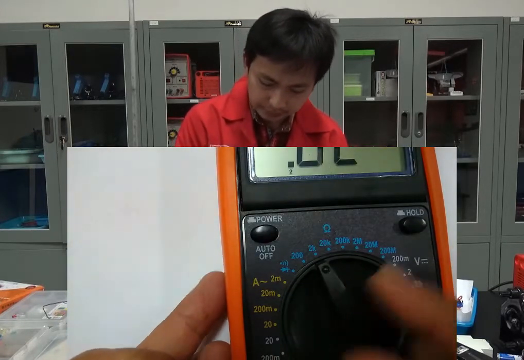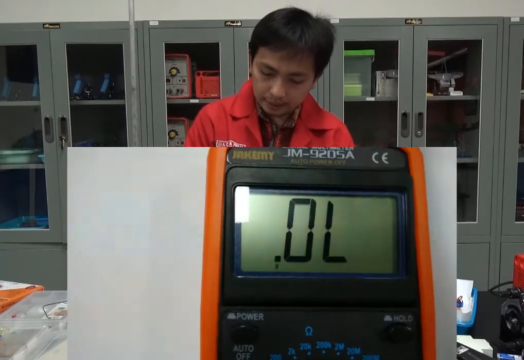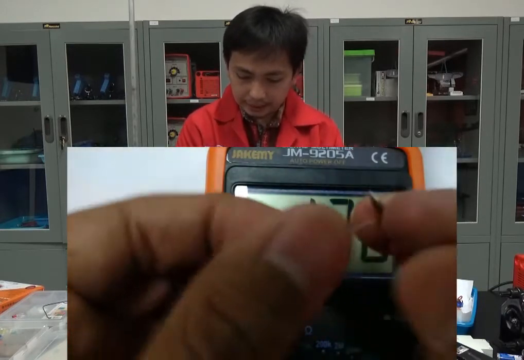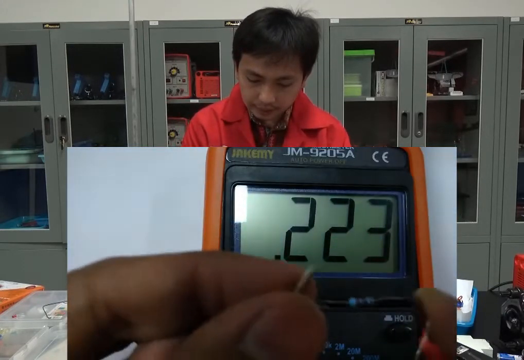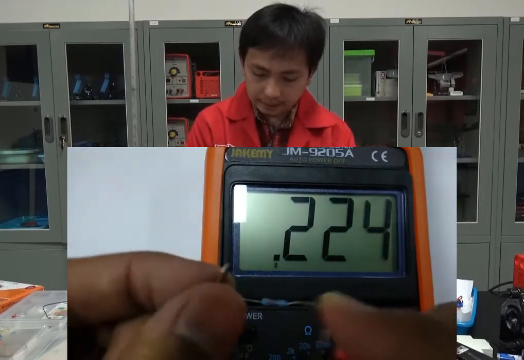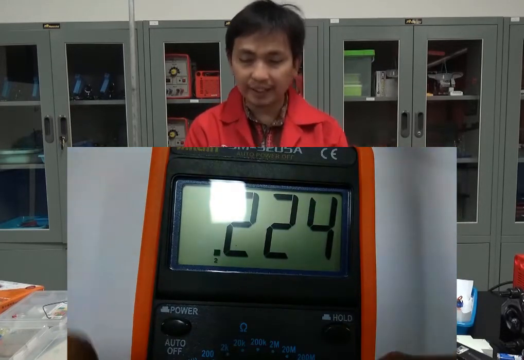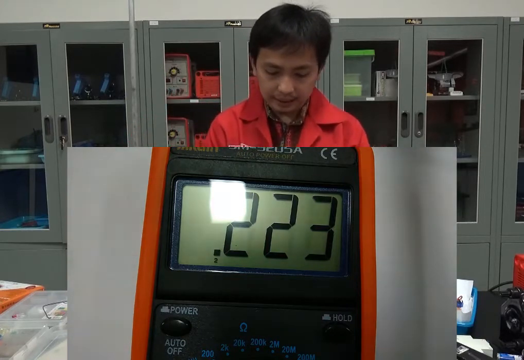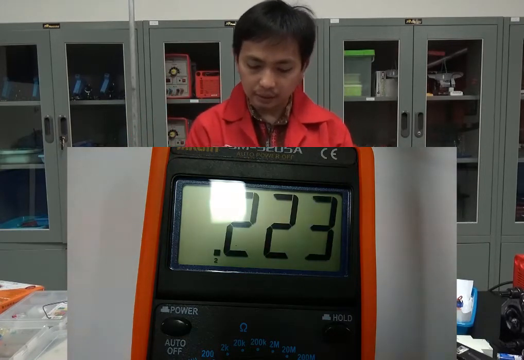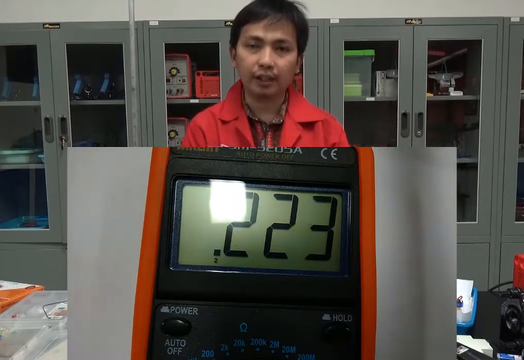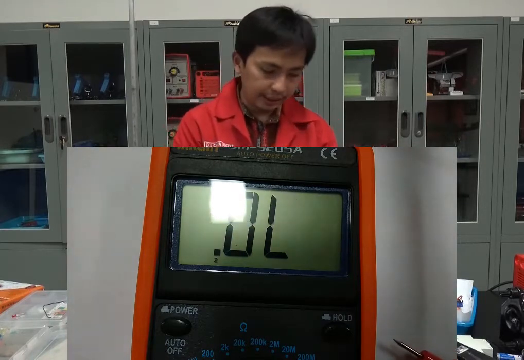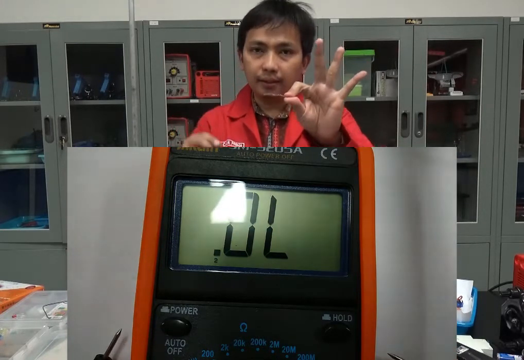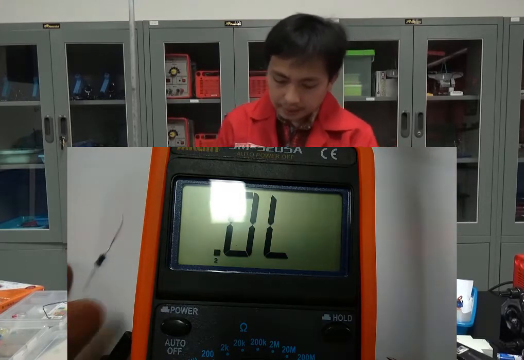For example, this one is 2 kilo, okay, and then we connect it here. So what you can see here, the number is 223. So this one, the resistance is 223 or 24. Yeah. So this one is the equipment. So here is the resistor.